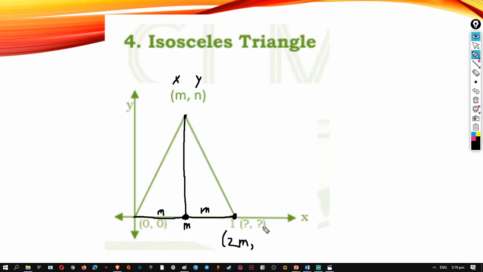Nasaan yan? Nasa x-axis. Ibig sabihin, walang y. So, the answer is 2m, 0. Okay. Tama. Burahin na natin.